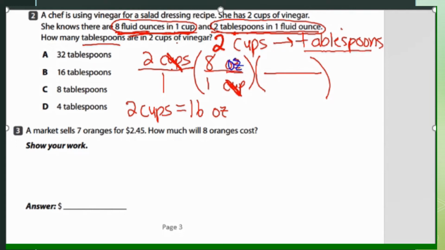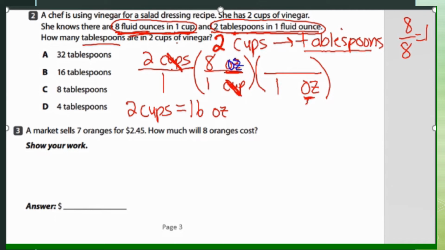Ounces. How do I know that? Because I have ounces in the numerator, I need ounces in the denominator. Why do I need it in the denominator? Because anything divided by itself equals 1. If I have 8 divided by 8, that's going to be equivalent to 1. If I have ounces in the numerator and ounces in the denominator, they'll cancel each other out because anything divided by itself equals 1. This is a form of division.